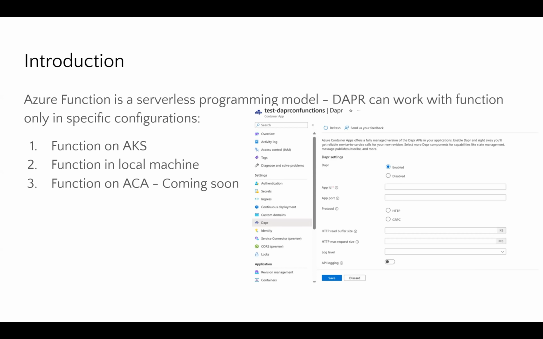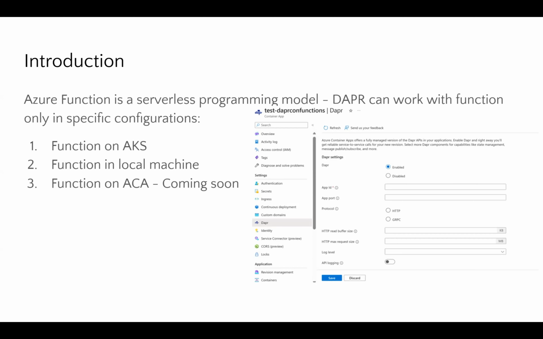The third thing is functions on ACA. ACA is the Azure Container Apps platform where the sidecar is already embedded. So the platform is already available, and on top of it, functions will be running. So we will be supporting the Dapr extension with functions on ACA. This is coming soon. We are working on getting the functions extension released in the month of August.